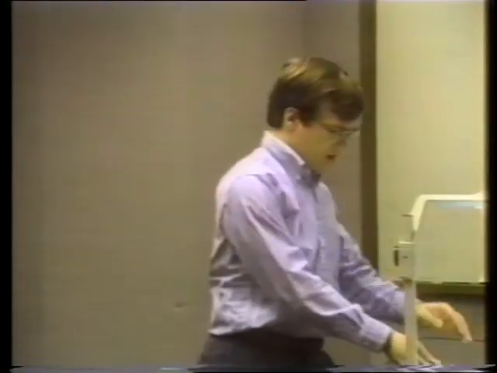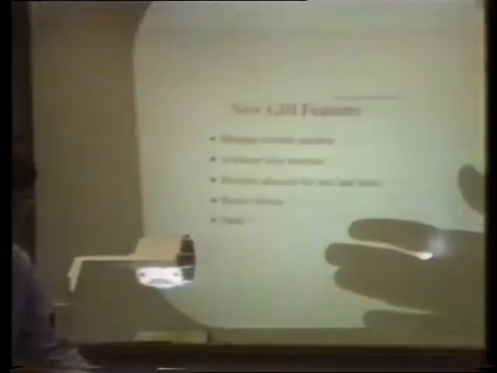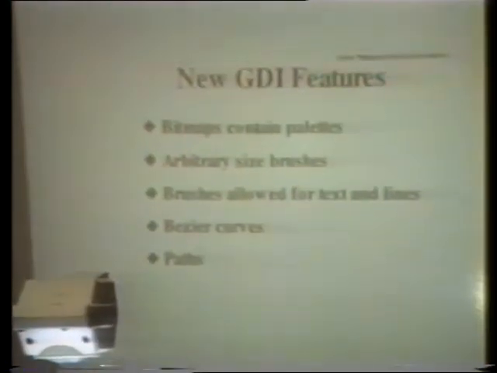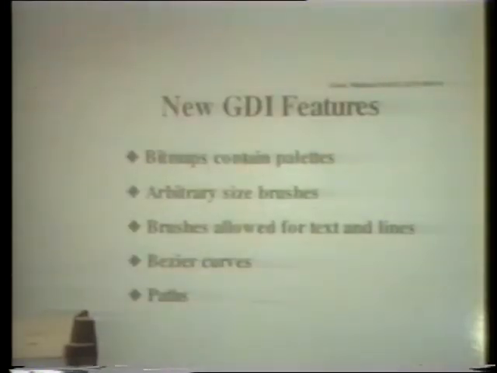Okay, new GDI features. All the rest of these things are new things that we're adding. The first is that not only bitmaps, but all surfaces are considered to contain palettes. That is, any device you talk to has a color palette that it can represent. And we're also allowing that to be set with bitmaps. When you have a bitmap stored on your disk, it comes in with a color palette. It tells you how to translate the indices in the bitmap into what real colors you're interested in.